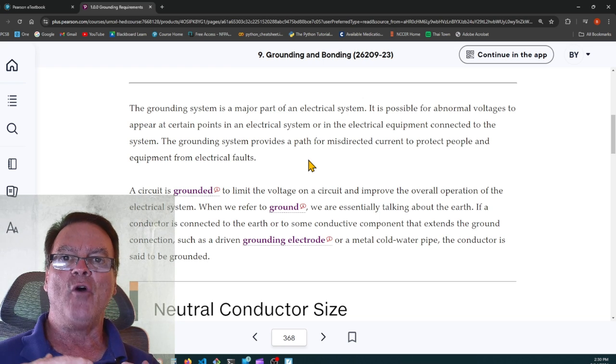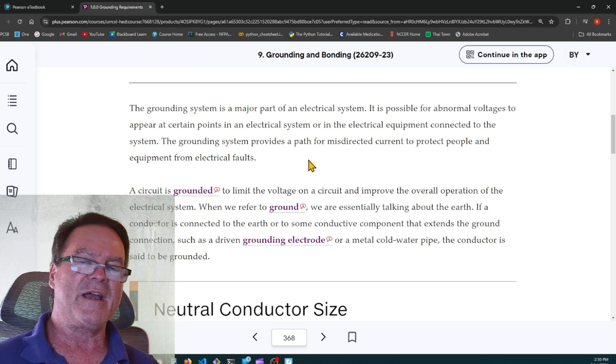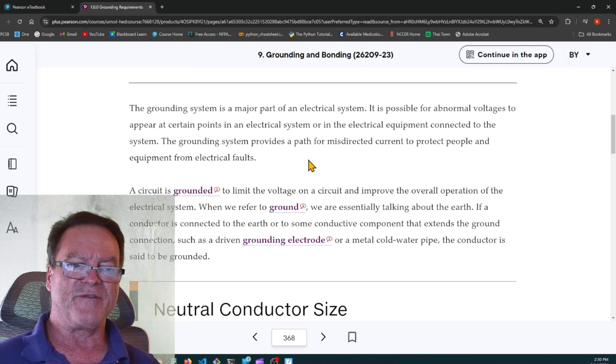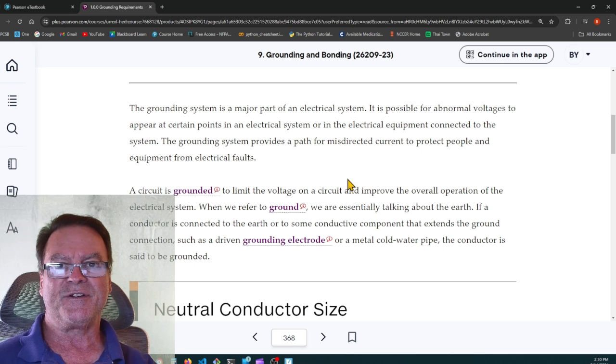It gives the overcurrent protection device a low impedance path for fault current, so the overcurrent protection device can actuate quickly. Fast actuation of the overcurrent protection device, either a circuit breaker or a fuse. If you have a high impedance path to ground, it'll take a while for enough current to flow in order to affect that overcurrent protection device.